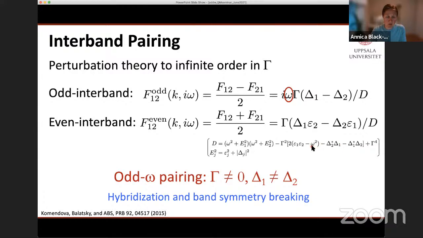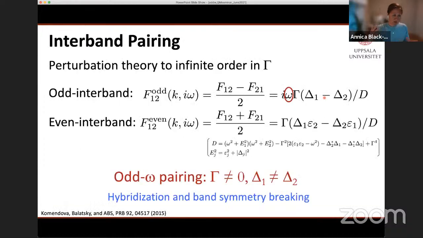multiples of omega. So we get odd frequency pairing as soon as gamma is non-zero and delta 1 is not equal to delta 2. So you need to have hybridization and symmetry breaking. It's exactly the same as I showed you before with the time picture, but now I've done it with just summing Feynman diagrams.